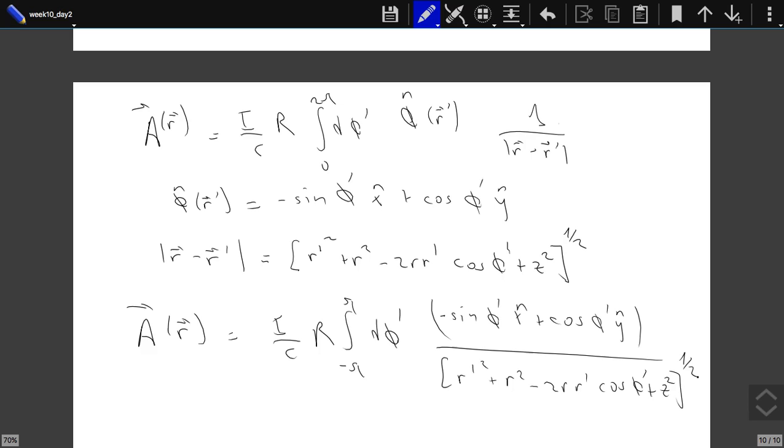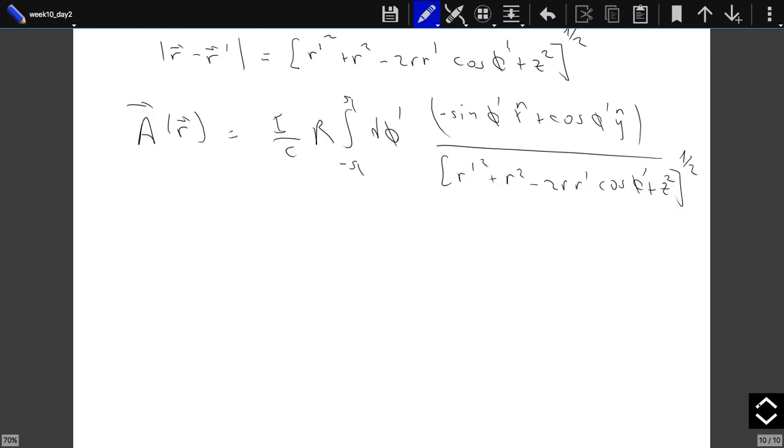square root. You see, there I have the first term in the x hat direction, which is an odd function of phi. You see, the numerator is an odd function of phi prime, since sine phi prime is an odd function, and the denominator is even. If you multiply an odd function with an even function, you get an odd function in phi prime. You have an odd function integrated over an even interval, and that gives you 0. So the first term is just 0.